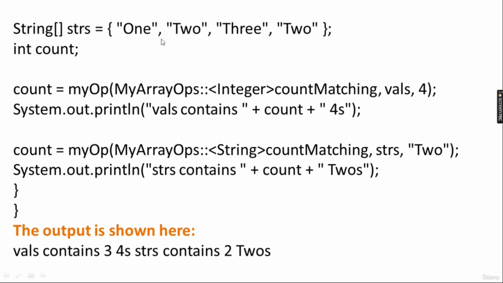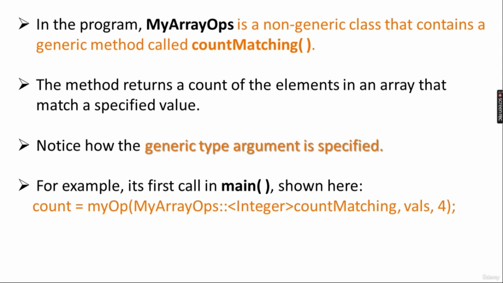So here we are passing the second array, that is a string array, and in this string array we want to find out how many times 2 is appearing. Here 2 is appearing 2 times, here 1 time, and here 2 times. So the output will be 2 times. The values array contains three 4s and the string array contains two 2s. So this is the output of this program.